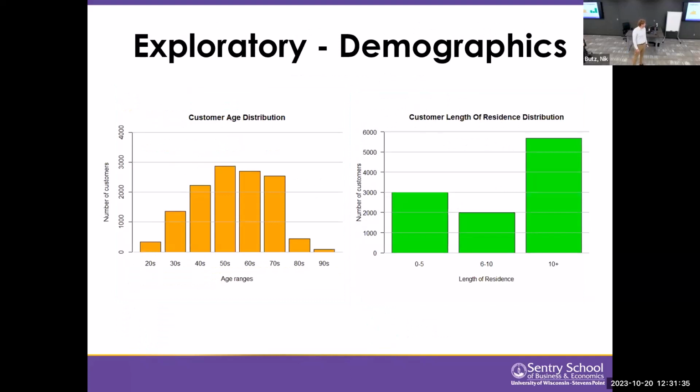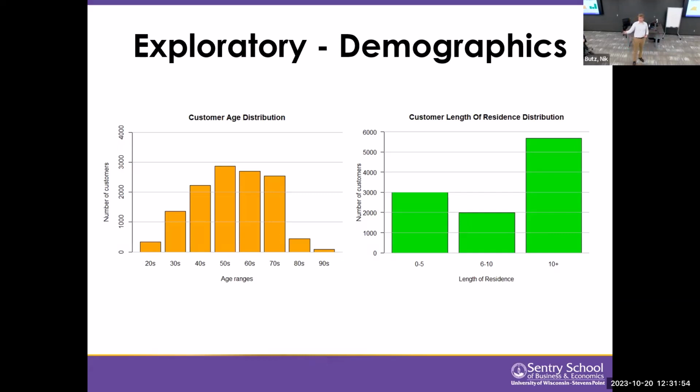So, some of our exploratory demographics. First, customer age. We know as a company that a lot of our customers are a little bit older in those rural areas. We can see that the 50s, 60s, and 70s are the main groups among our customers. We still do have customers of all age ranges. You can see the 20s and 90s have some, but they are a lot smaller than the main ones.